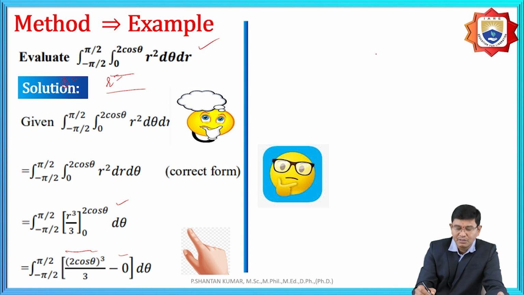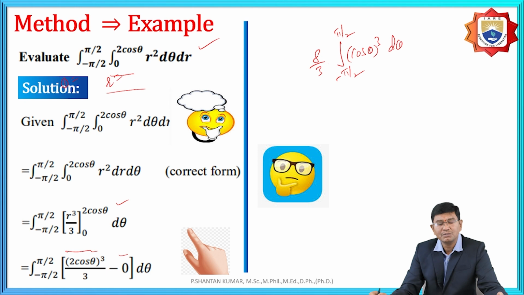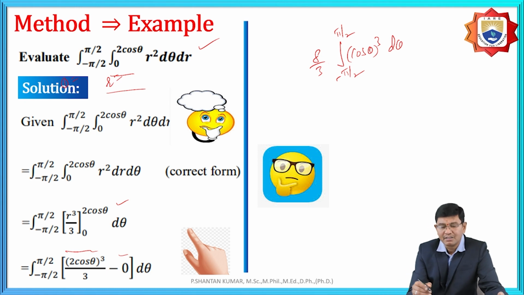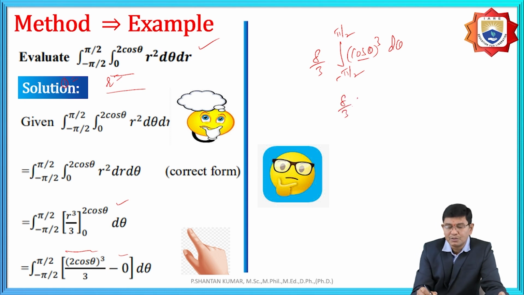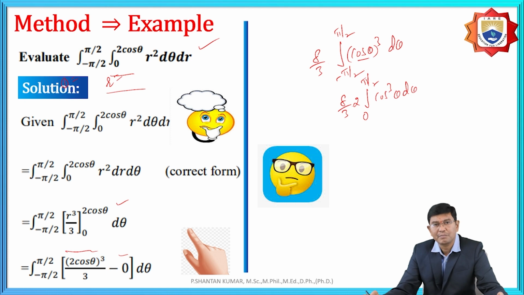As we know, after taking out 8 by 3 common, we have the integration from minus π/2 to π/2 of cos θ whole cube dθ. One of the properties is that cos θ is an even function, with limits between minus π/2 and π/2. By this property, it becomes 8 by 3 into 2 times the integral from 0 to π/2 of cos cube θ dθ. Because it is an even function, we replace the negative limit by positive and multiply by 2 to get the solution.